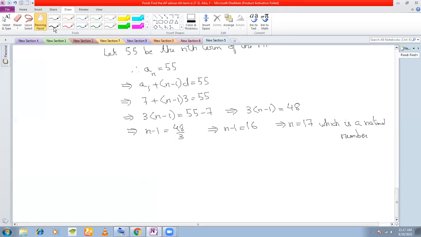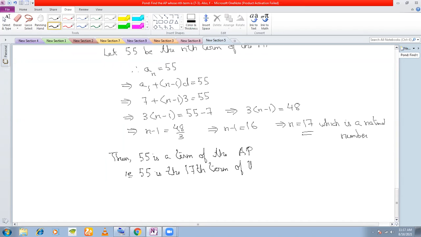Thus, 55 is a term of the AP. And what term is it? We have got n is equal to 17. So 55 is the 17th term of the AP. Okay. So I hope there is no problem till this part. Any question?